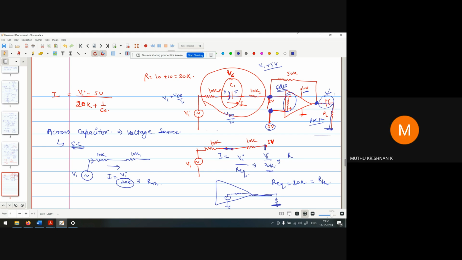Yeah, because the current is going through this resistance, it is V upon 1k. So this 1k is the overall equivalent resistance, and we say that this is due to the voltage source, so it is equal to the RTH.